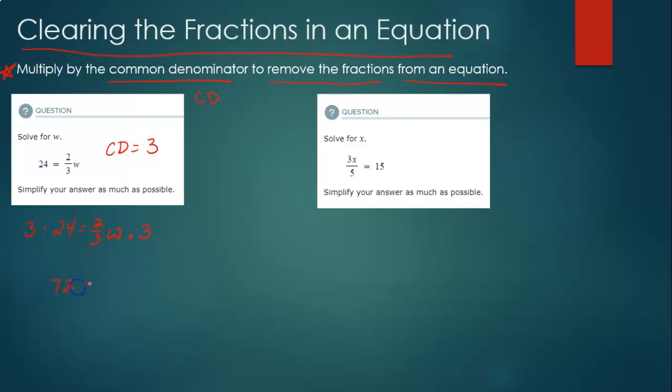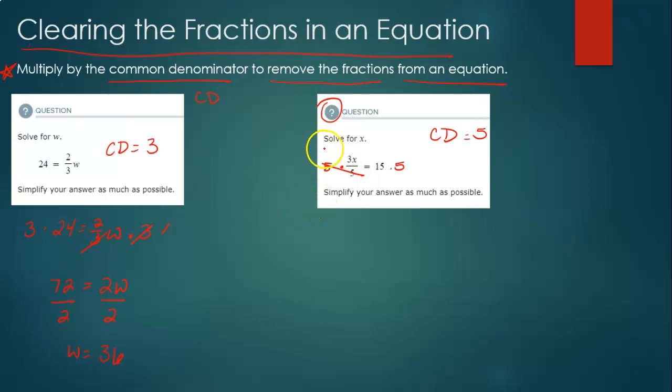3 times 24 becomes 72, but 3 divided by 3 becomes 1, and so 2 times 1 is 2, so that's 2W. This is now just a one-step equation. We divide both sides by 2, and so W equals 36. For this one, we're going to multiply both sides times 5, because the only common denominator is 5. You pause the video and see if you can finish that one now.